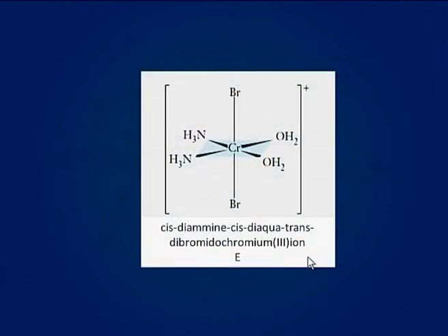In the fifth isomer, only two bromido ligands are at trans. These two ligands are at trans positions. These two are at cis, and two aqua ligands are also at cis positions. Hence, it will be named as cis-diammine, cis-diaqua, trans-dibromido chromium(III) ion.